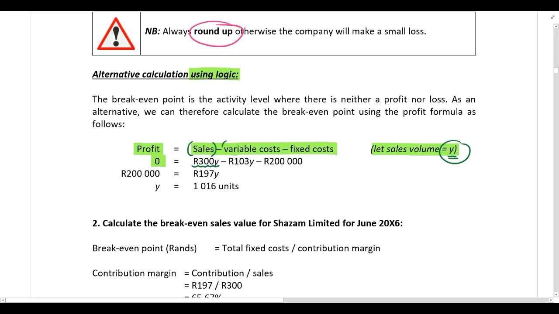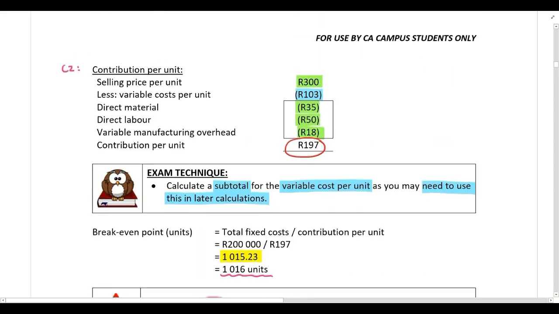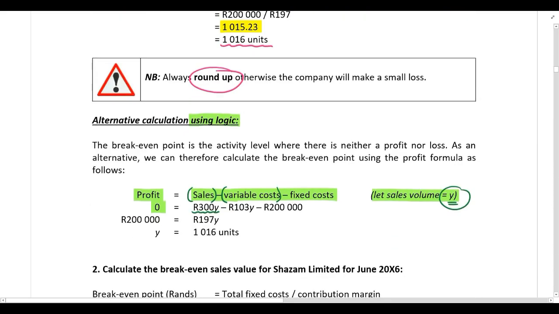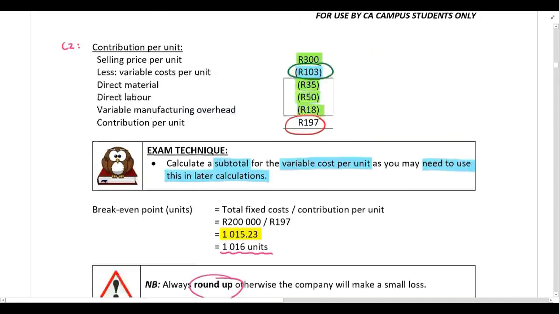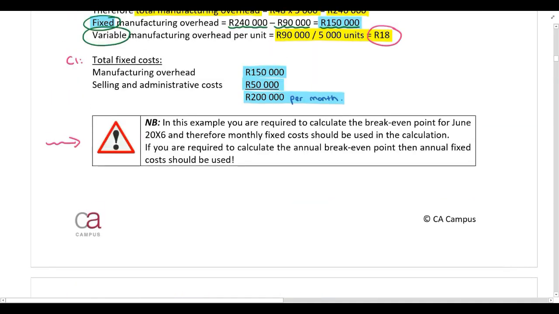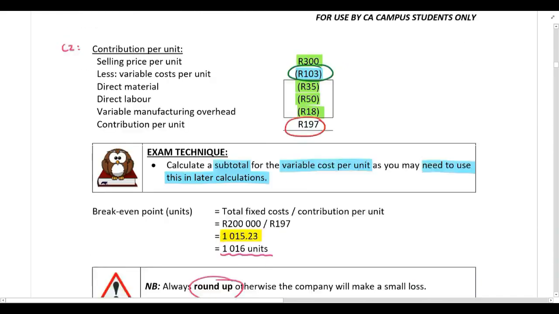Similarly, your variable costs are made up of the variable cost per unit multiplied by the number of units. So if you look above, we did calculate that subtotal. Our variable costs are 103 Rand per unit. So 103 Rand per unit multiplied by the number of units, which is Y. That is the unknown we are solving for. We also calculated our fixed costs previously. We have fixed costs over there of 200,000 Rand per month.